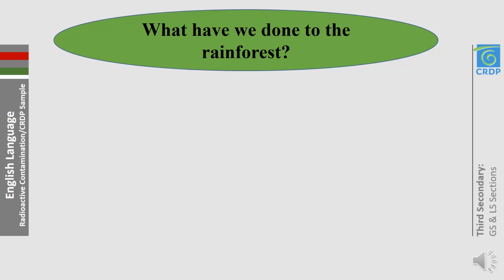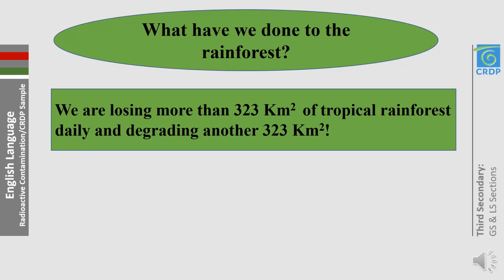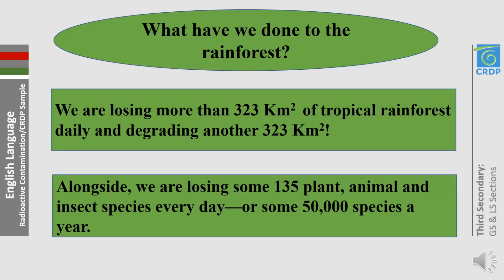It is impossible to determine how much rainforest is being destroyed each day around the world. But most experts agree that we are losing more than 323 square kilometers of tropical rainforest daily and degrading another 323 square kilometers. In addition, we are losing some 135 plant, animal, and insect species every day, or some 50,000 species a year.